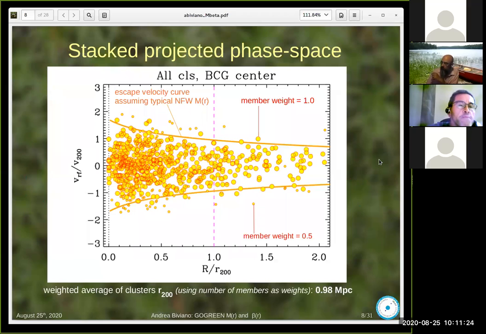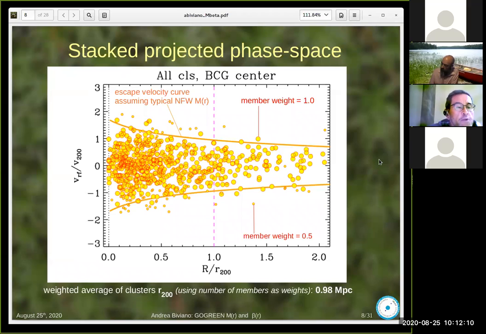Okay, this is the stacked projected phase space of the 600 and 700 members. Big dots are for members with a weight of 1, small dots for members with a weight of 1/2. And the orange lines are just to drive the eye, because these are the escape velocity curves that you would expect for a cluster assuming a typical NFW profile. And so you might see that, as you would expect, the membership identification more or less follows the caustic defined by the escape velocity curve. So it's more of a consistency check to draw these lines than anything else. We're not using that for the membership definition.